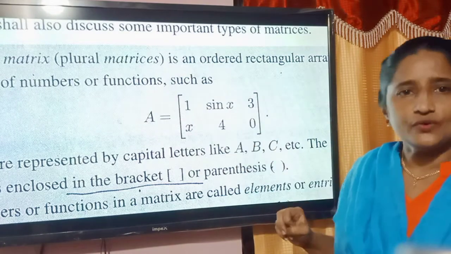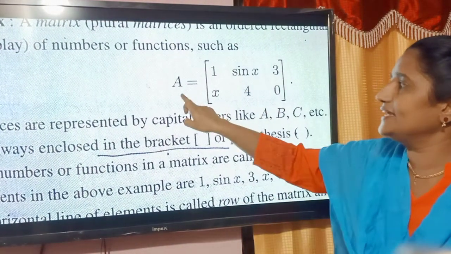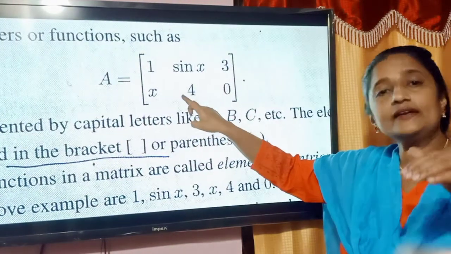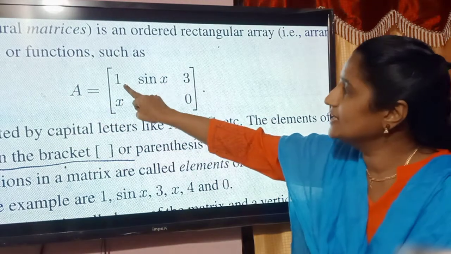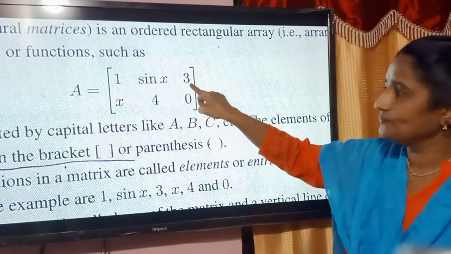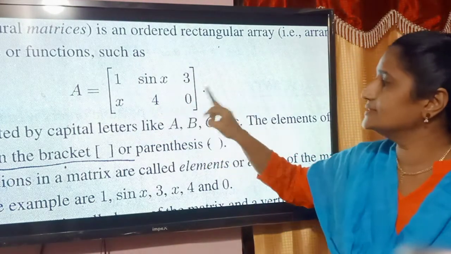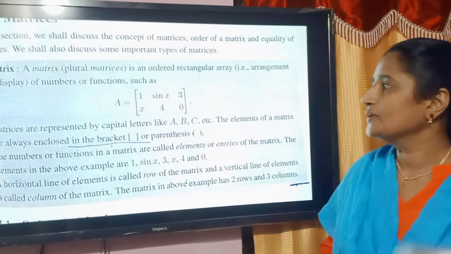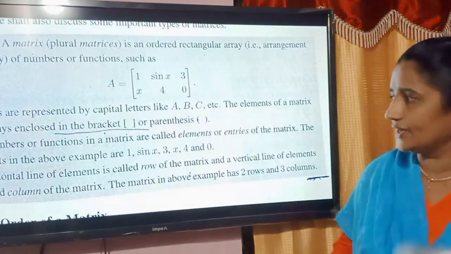Now you write one more example, with the same matrix. Let capital A be equal to 1, sin x, 3 in the first row, then second row x, 4, 0. We have already discussed that matrices are represented using capital letters. That is why I put the name capital A.